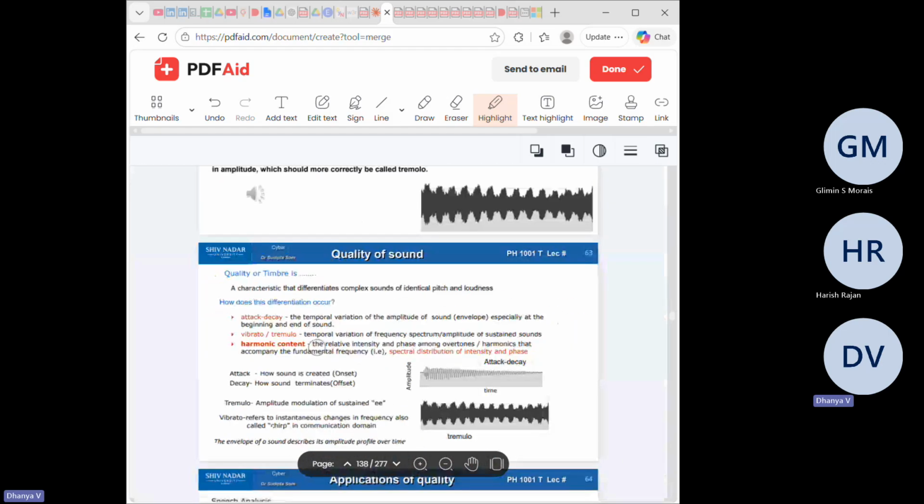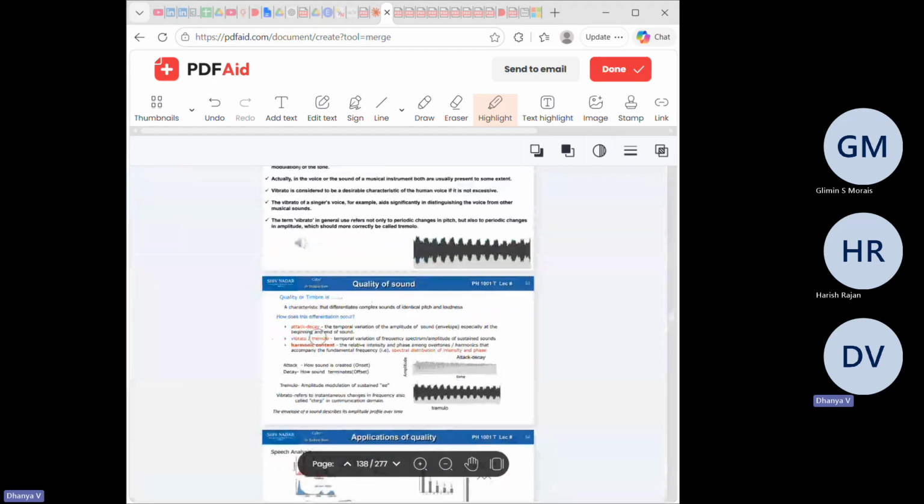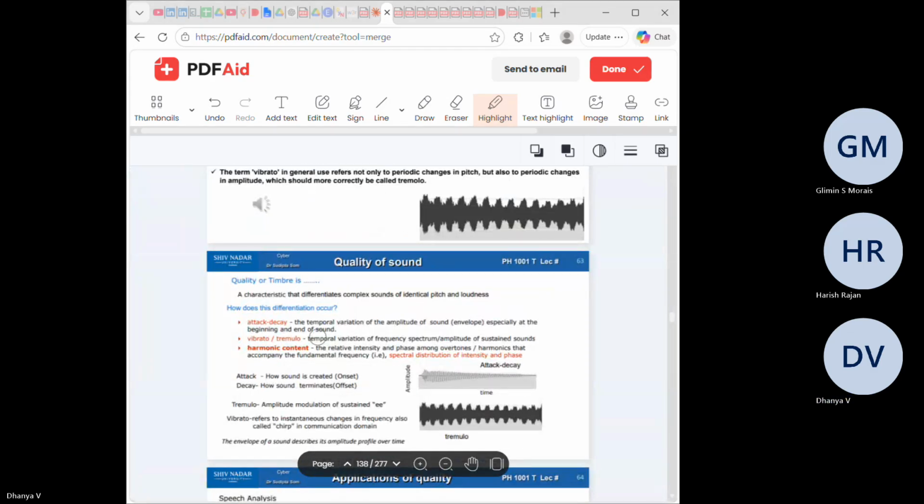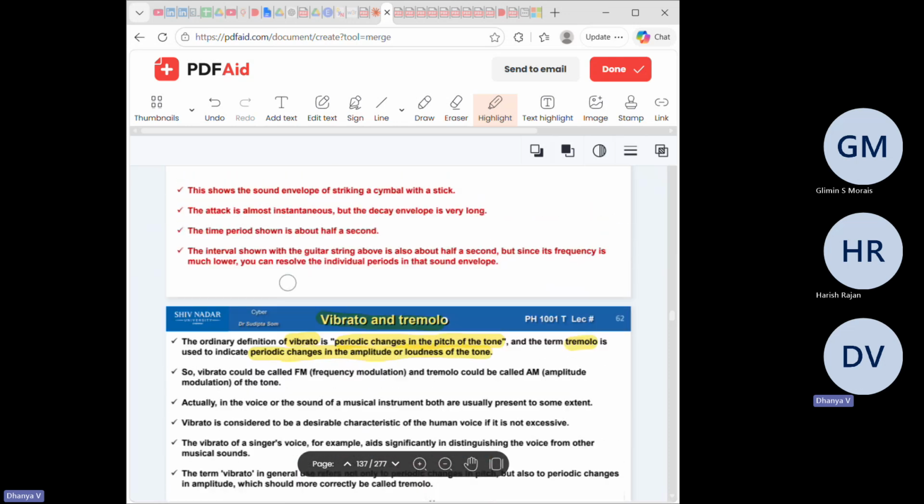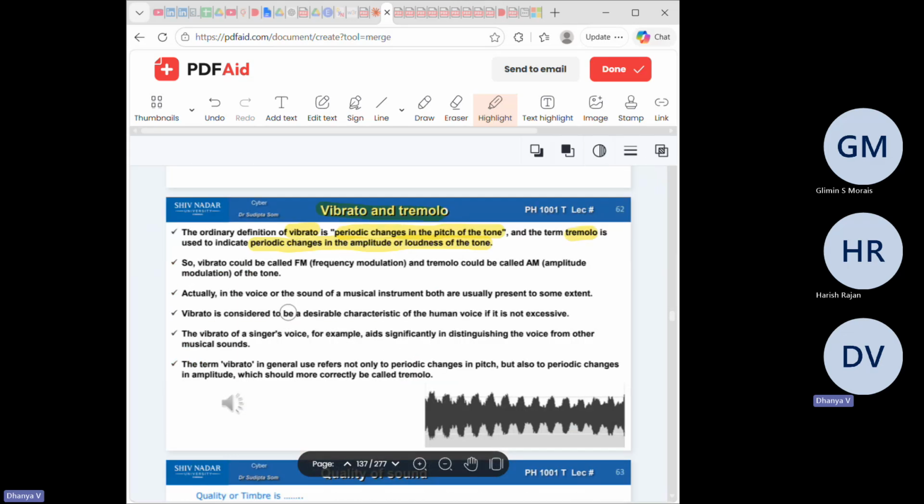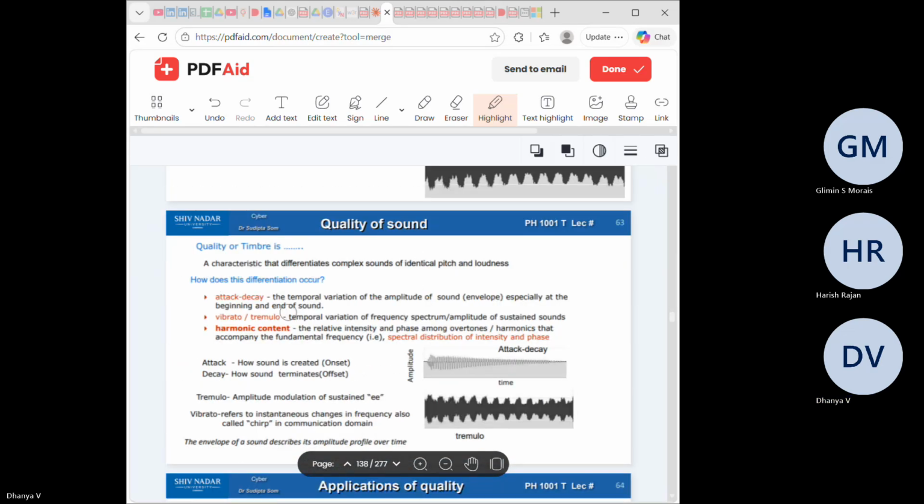And yes, the same thing is put in one slide. The quality of timbre is a characteristic. I think this is sufficient when they ask for a 2 mark question. Otherwise, if you need to elaborate, you can always draw a diagram and elaborate. Attack and decay is the temporal variation in the amplitude of sound, especially at the beginning and the end. At the beginning it's attack, at the end of the sound it's decay. That is your attack and decay.